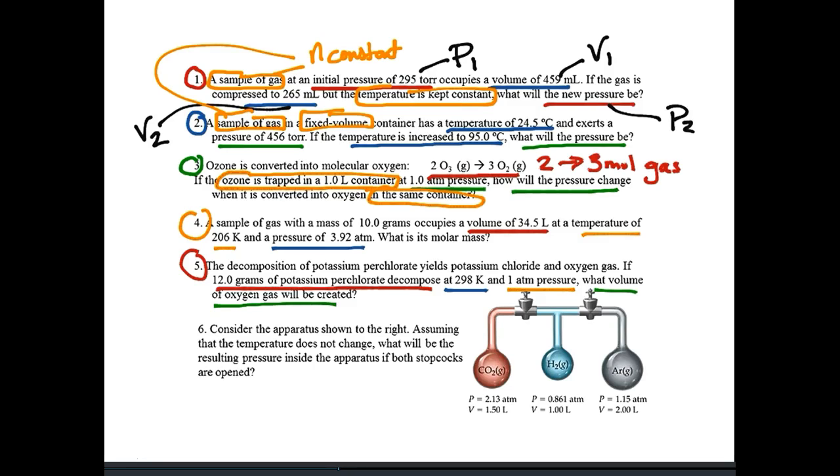Now, number 6, consider the apparatus shown to the right. Assuming the temperature does not change, what will be the resulting pressure inside the apparatus if both stopcocks are opened? So this is a problem that relates to partial pressures. What we're going to do is allow them to mix together.